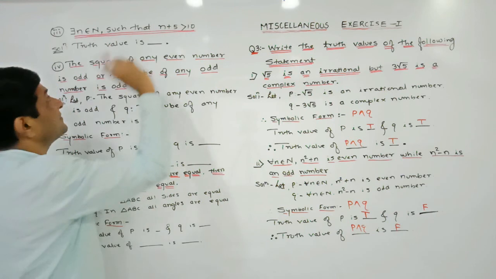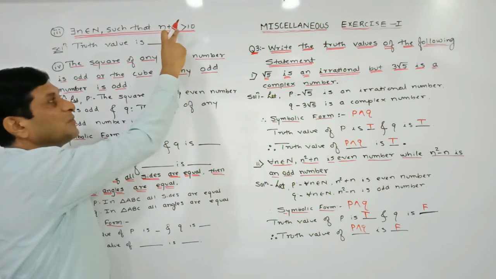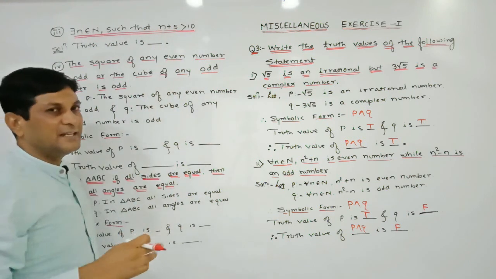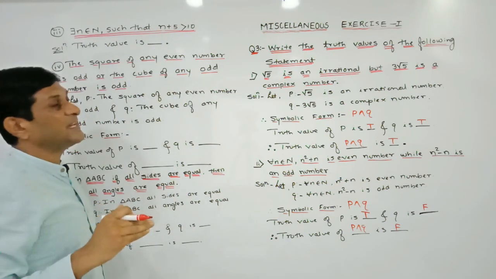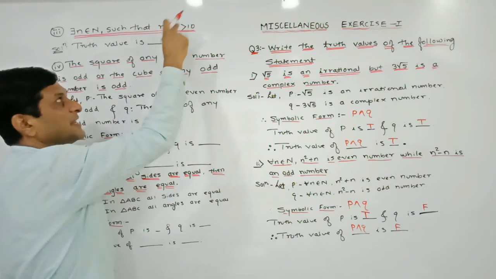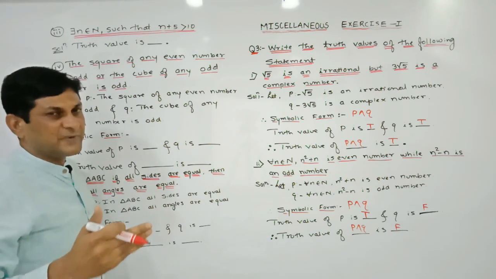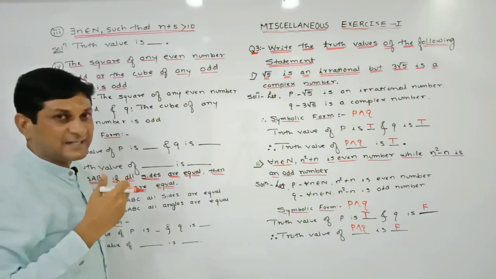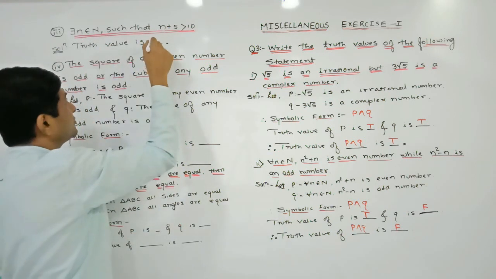Let us consider the value of n is equal to 1. So 1 plus 5 is what? 6. Is 6 greater than 10? No, 6 is not greater than 10. So let us consider the value of n is equal to say 6. 6 plus 5 will be equal to 11, and 11 is what? Greater than 10. Means one natural number satisfies, and every natural number which is greater than 6 satisfies this condition. That's why we can say that truth value is what?